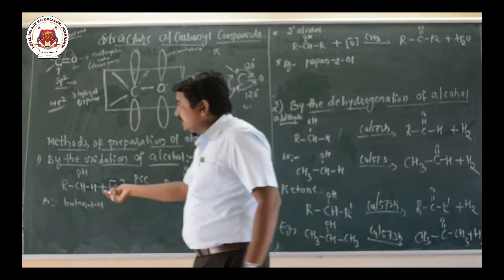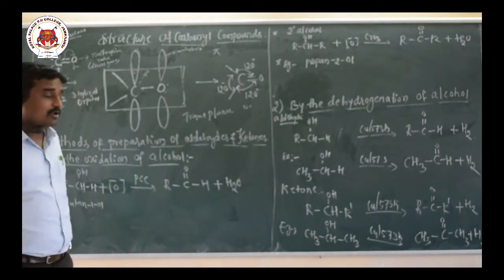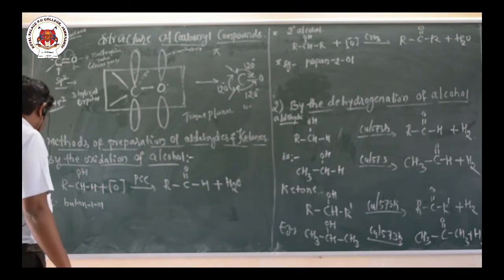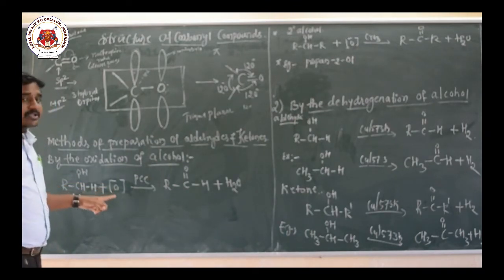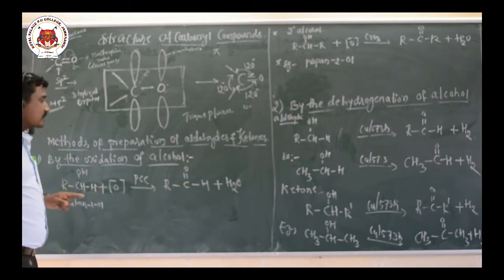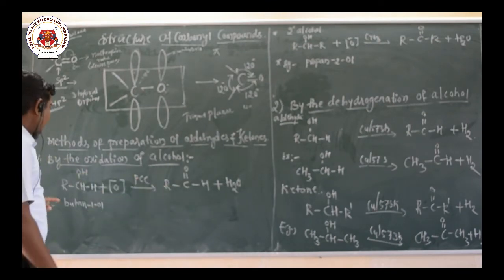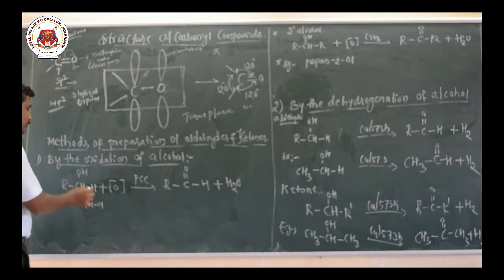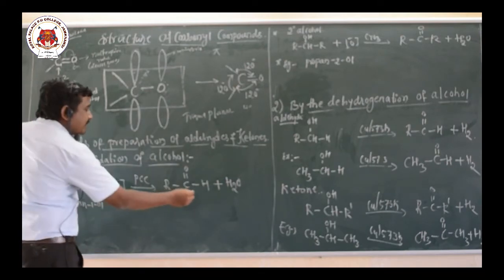So the first example I have taken is primary alcohol, RCH2OH. Primary alcohol undergoes oxidation in presence of PCC, so that gives aldehyde. There is a loss of a water molecule. So RCH2OH, to this we add an oxygen atom, oxidation in presence of PCC. So after adding this oxygen atom, there is a loss of H2O molecule, hence there is formation of aldehyde.